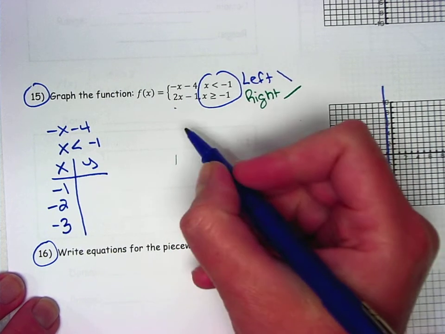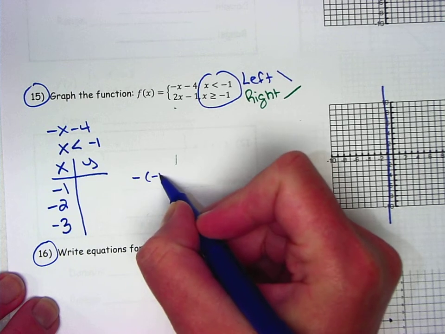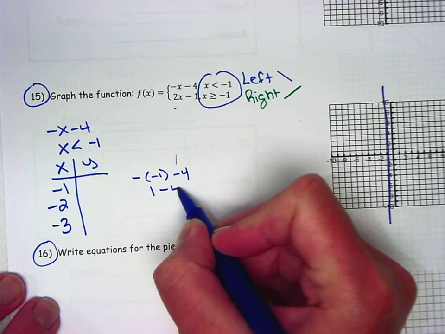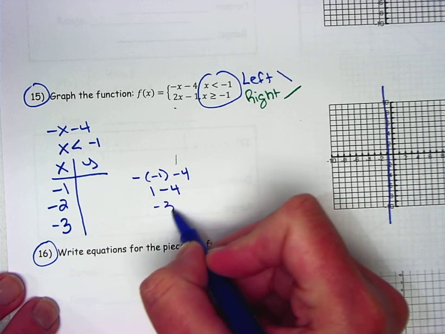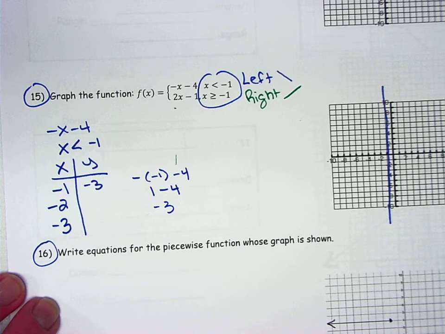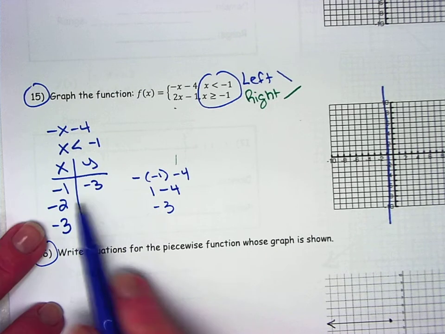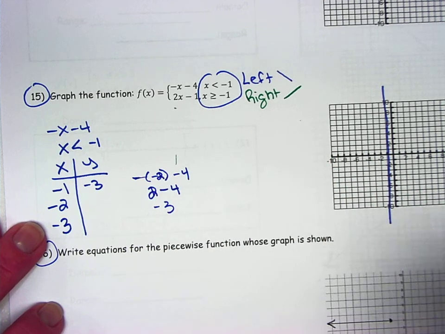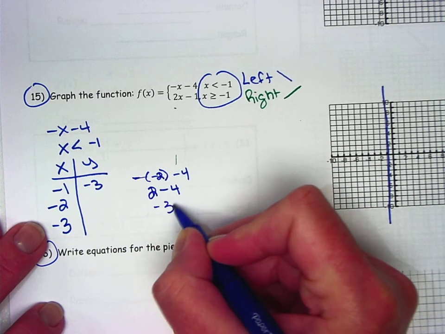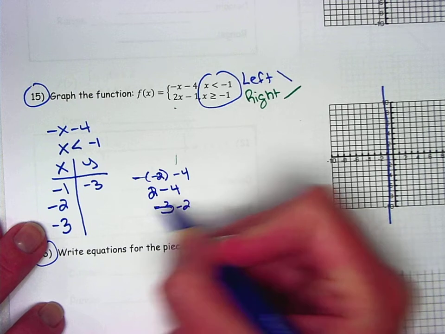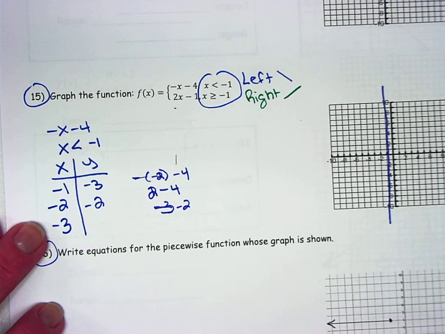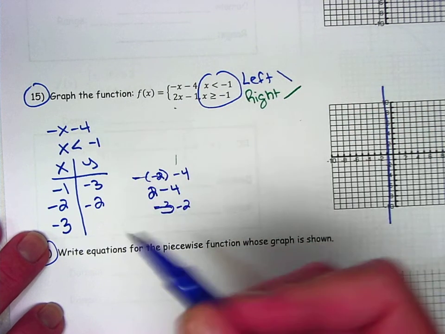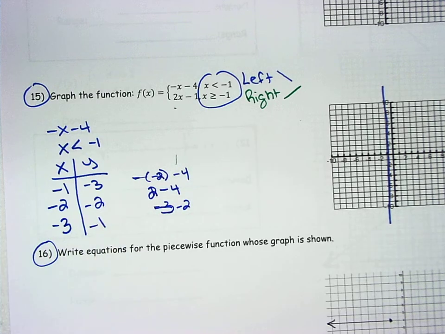So when I plug it in, I have -1 minus 4. Negative is +1. I get a -3 right there. When I plug -2 in, that negative becomes +2. 2 minus 4 is -2. And then when x is -3, that turns into 3 minus 4, which is -1.